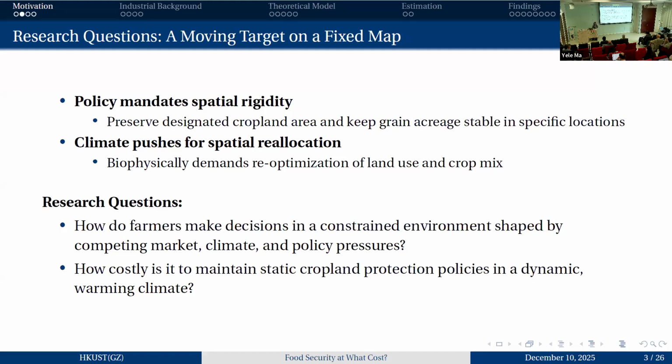So here is our question. How do farmers make decisions in a constrained environment shaped by competing market, climate, and policy pressures? And going forward, how costly is the food security protection policy?